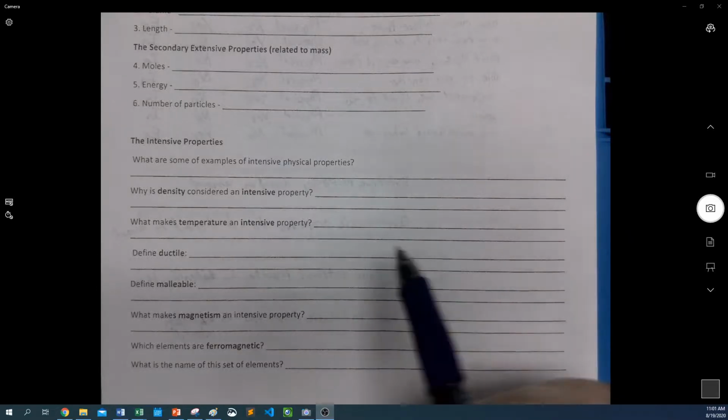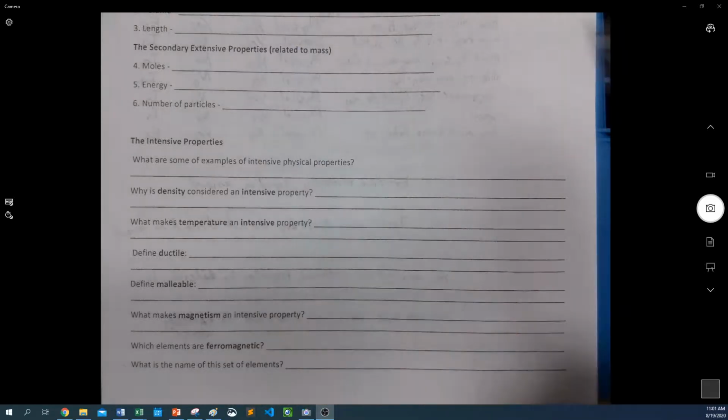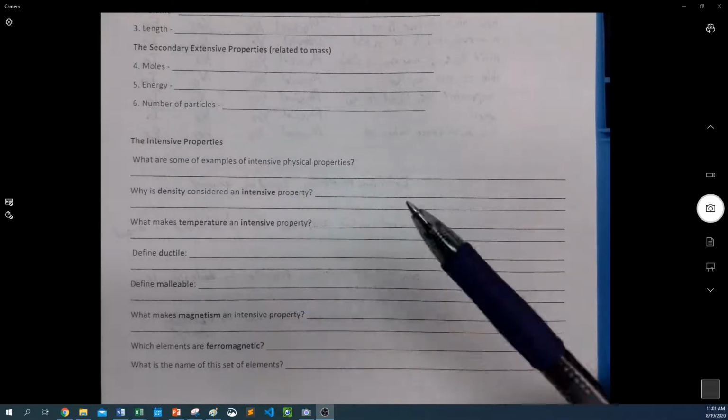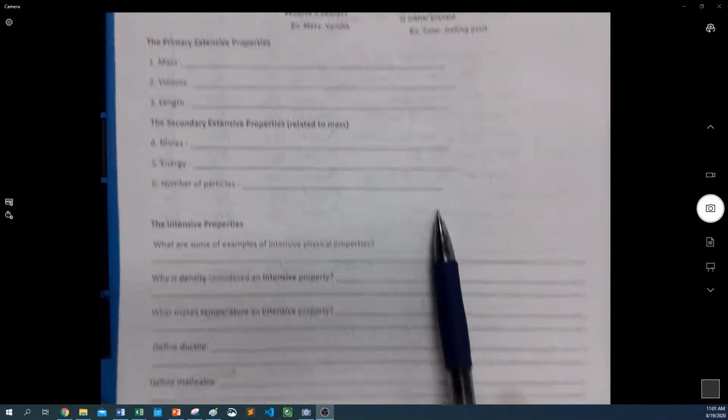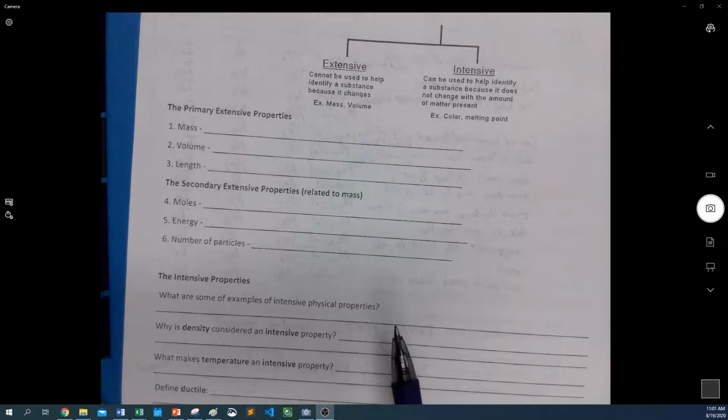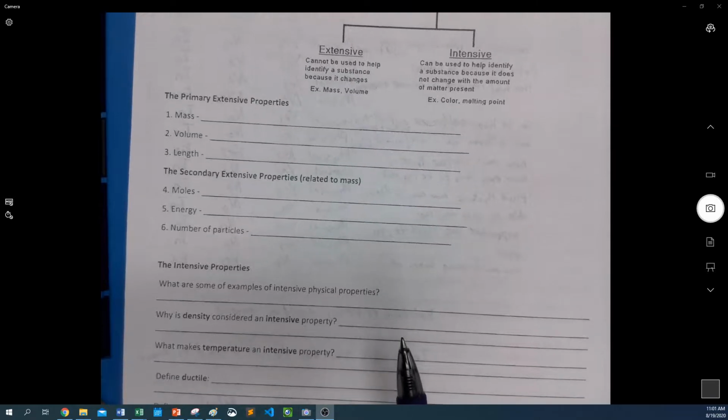For the most part, this is already done over the PowerPoint. This is all like the information you could have copied from the PowerPoint. It looks like.